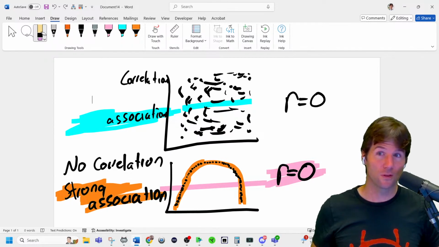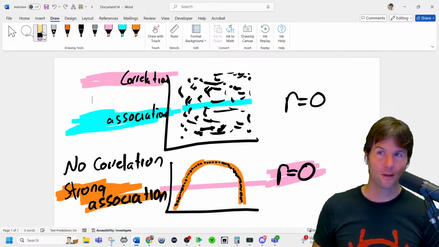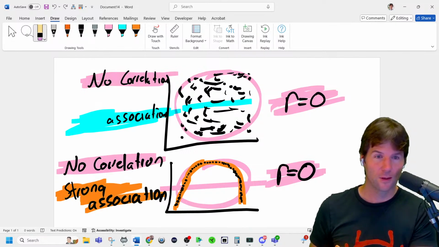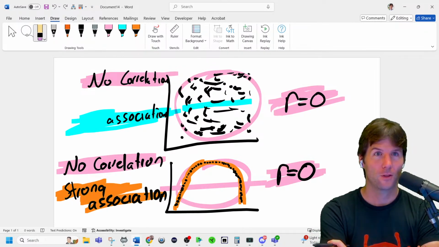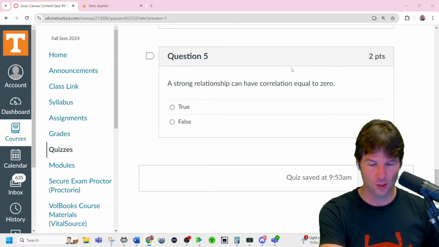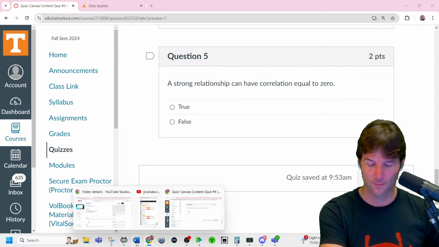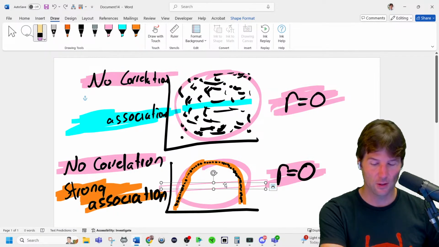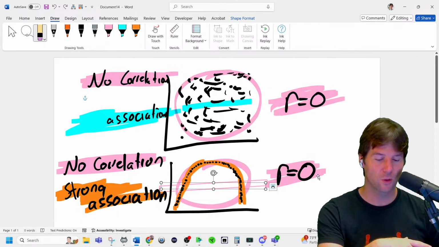See, it has a correlation of 0 because it's not linear. But look at what I've shown here. It's strong. So can a strong relationship have a correlation of 0? Yes or no in the chat? True or false? A strong relationship can have a correlation of 0. And we see it on the bottom row right here. Very true. The tightness of it around the parabolic form. But it's nonlinear. It doesn't have a strong linear relationship, so it has a correlation of 0.